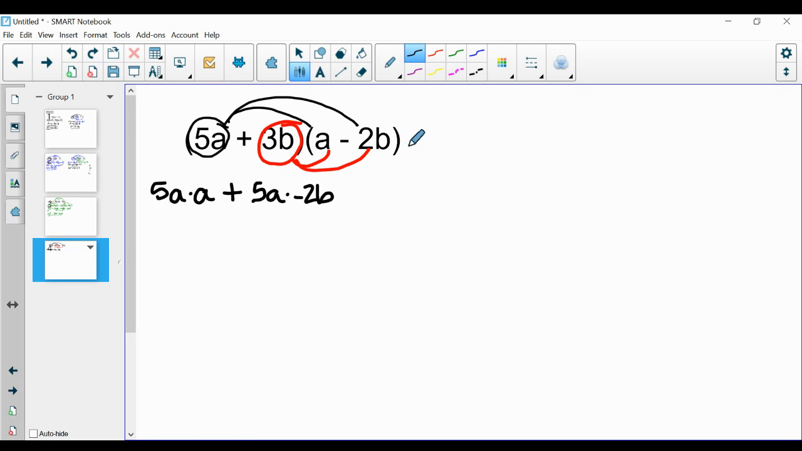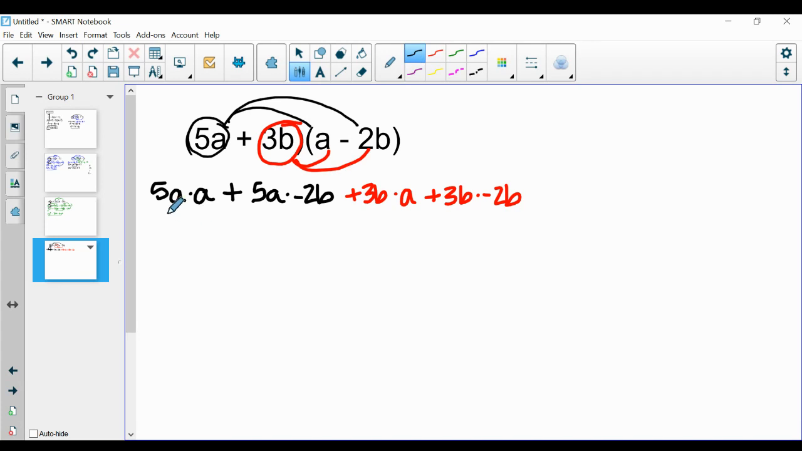And then FOIL, the I is your inners, the two terms on the inside here. That's the same thing as distributing 3b to the a. So I'm going to write that as plus 3b times a. And then I'm going to take that 3b and multiply it by the last term. These are both the last terms of the two binomials. So that's the L in the FOIL. So I have plus 3b times negative 2b.